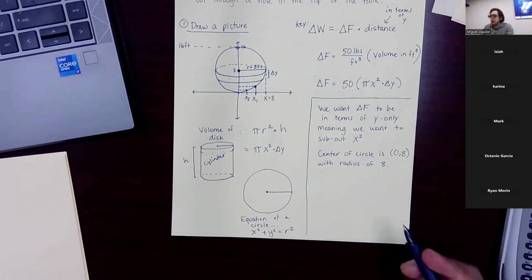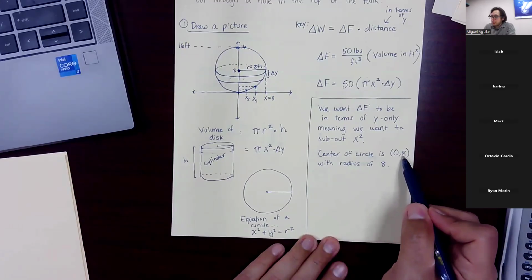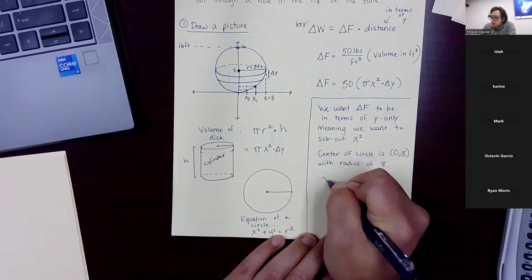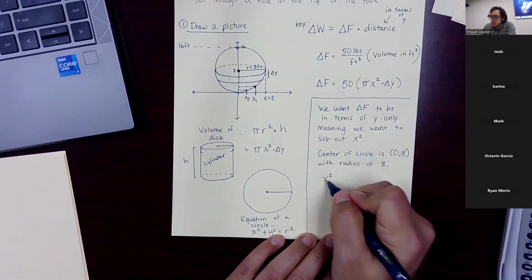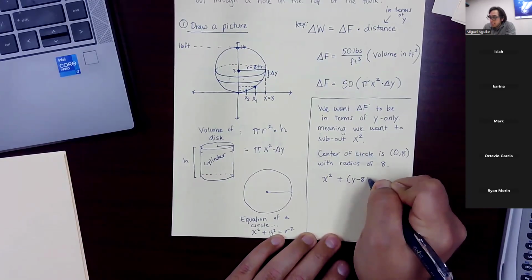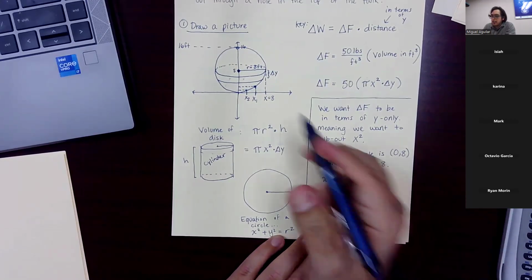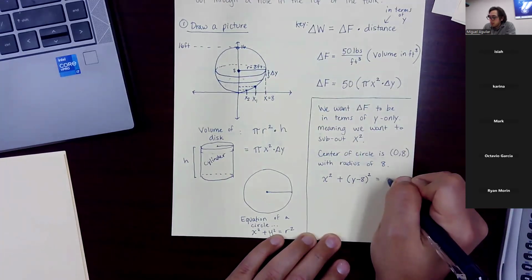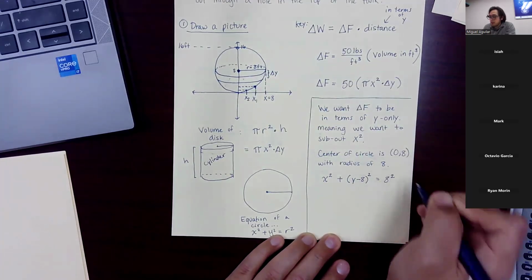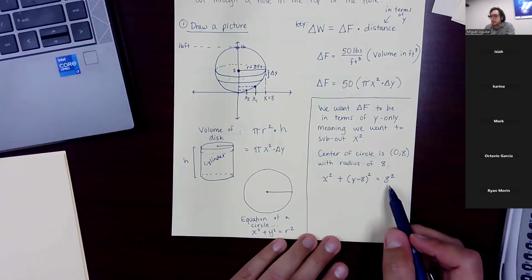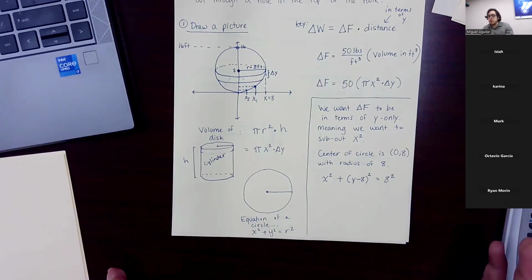Okay. But our circle is centered at 0, 8. So the y value is at 8. So what we would need to do to modify this equation is the x squared would be fine, plus then we put y minus 8 squared so that the center now goes up 8 units. And then we know that the radius is 8. And then we square that. So this is going to be the equation that represents the circle that we're dealing with. Okay.